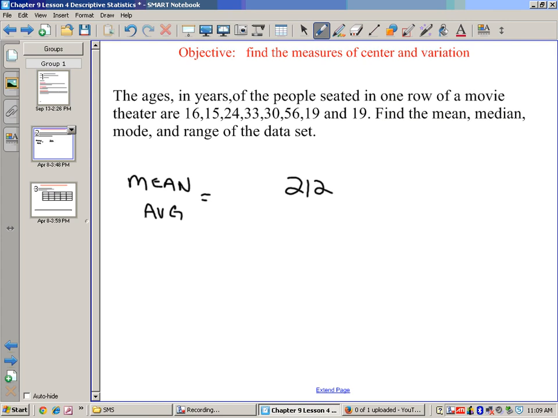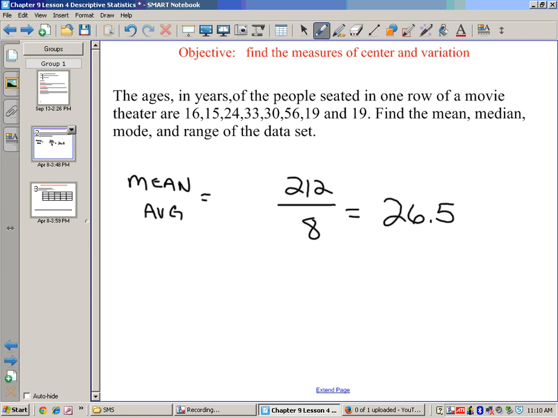And what do we do with our total? We divide it by how many we counted. How many did we count? 1, 2, 3, 4, 5, 6, 7, 8. 8 ages. Divide that, and the average age is 26.5.